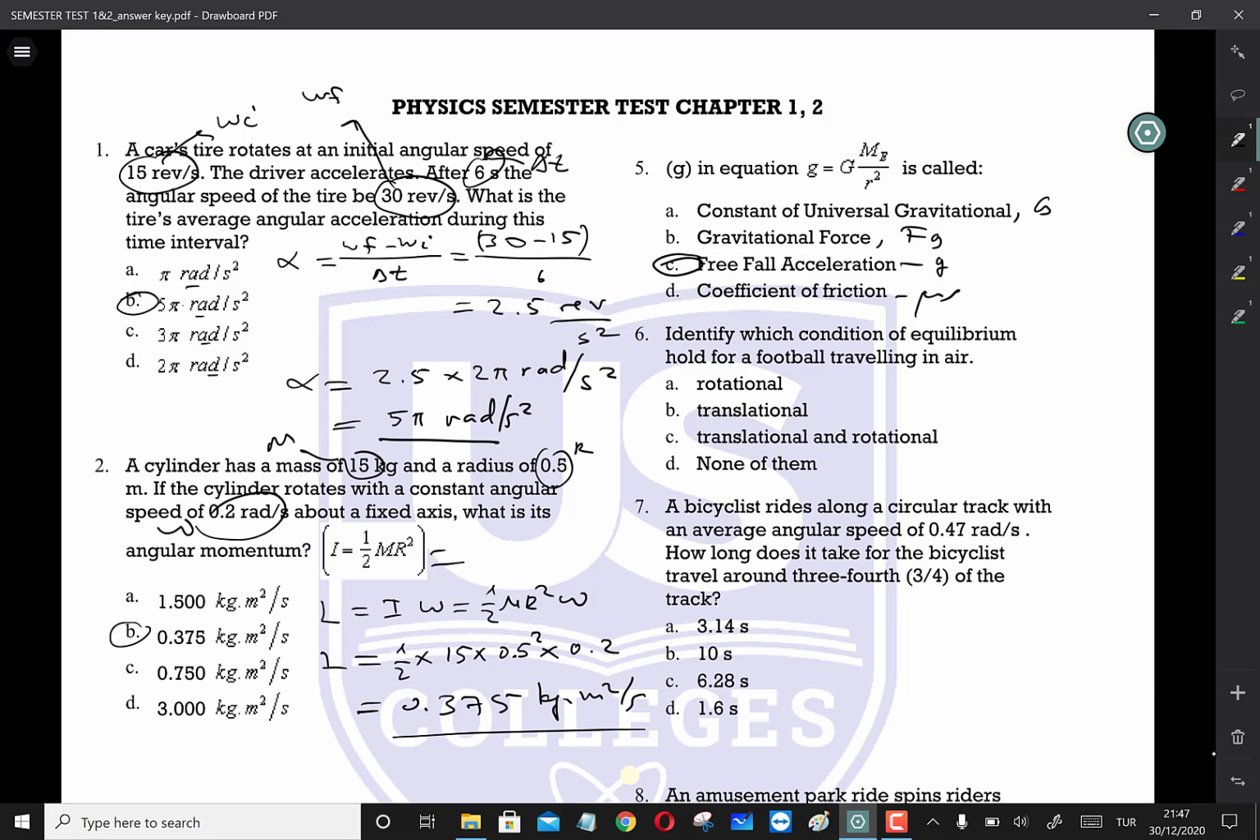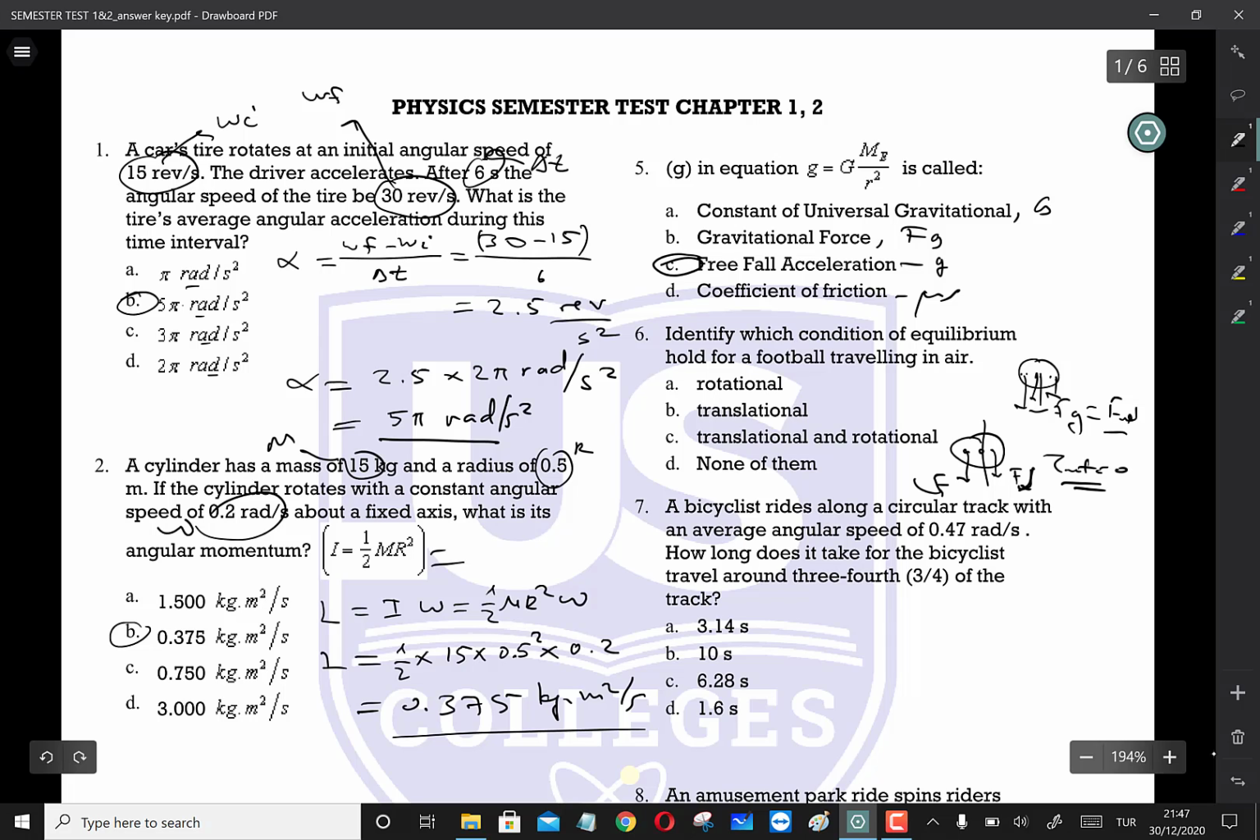Identify which condition of equilibrium holds for a football traveling in the air. Because there is a net force acting on the ball, which is the gravitational force, there is no translational equilibrium. But gravitational force acts at every point on this ball. If you think of the ball divided into two, the right side has a force F, the left side has a force F. One produces a clockwise torque, the other produces a counterclockwise torque, equal in magnitude and opposite in direction. Net torque becomes 0.